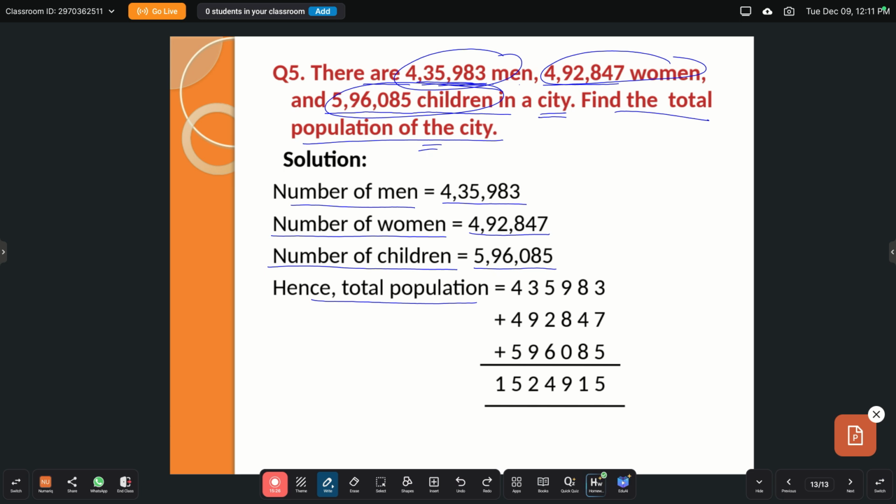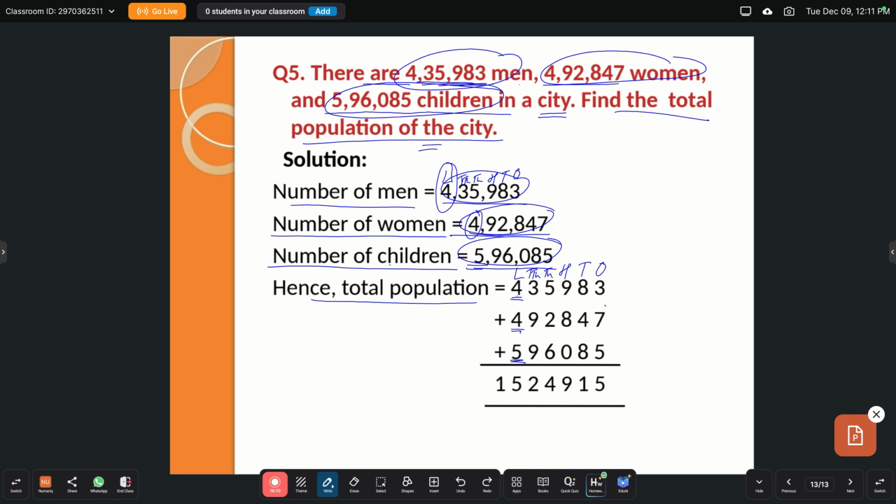We will arrange these three addends now in the columns. We will write down ones, tens, hundreds, thousands, 10,000s and lakhs. As you can see here, this is ones, tens, hundreds, thousands, 10,000s and lakhs. 4 is at lakhs place. So we will start writing this number from the lakhs place. Coming to the number of women, here 4 is again at lakhs place. So we will start writing this number from lakhs place. And then this 5, the number of children, is again at lakhs place. We will start writing this number from the lakhs place.